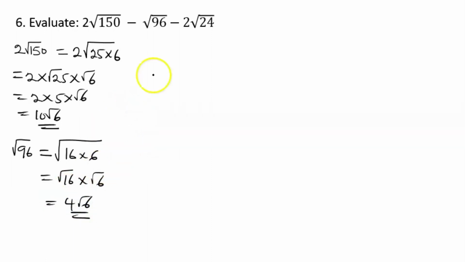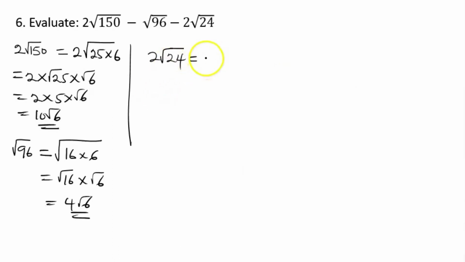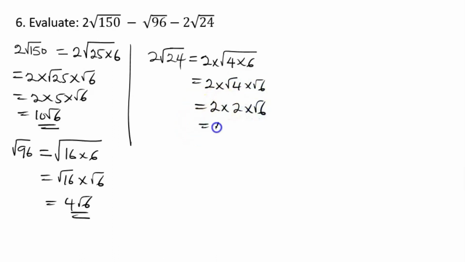Then the next one is 2 root 24. How do I get the factors such that one of them will be a perfect square? Just bring out your calculator. 24 divided by 4 is 6, which is also good. The same thing as saying 2 multiplied by square root of 4 times 6. So this is 2 multiplied by 2, multiplied by root 6. That's 4 root 6. So we've been able to express each of these expressions in its basic form.